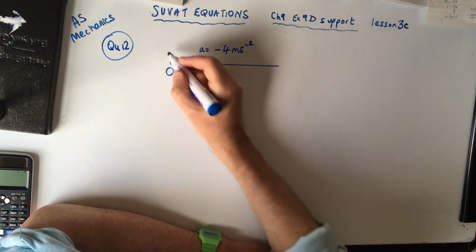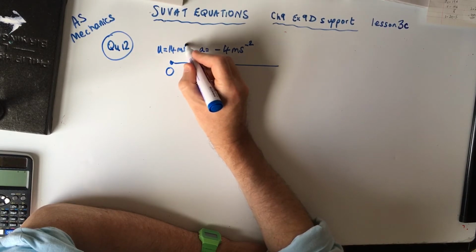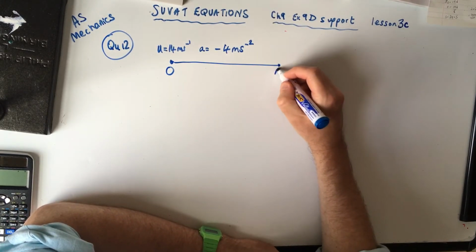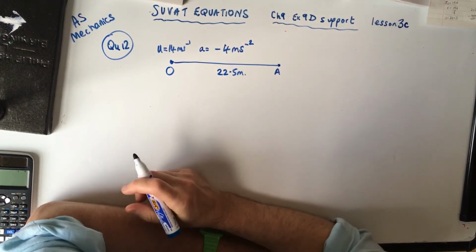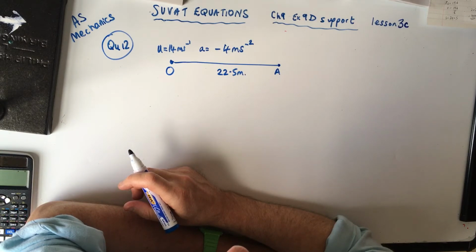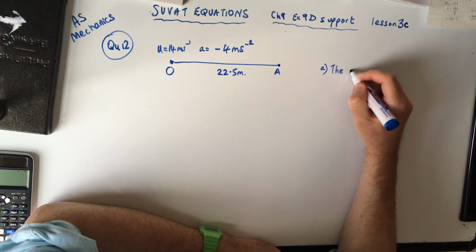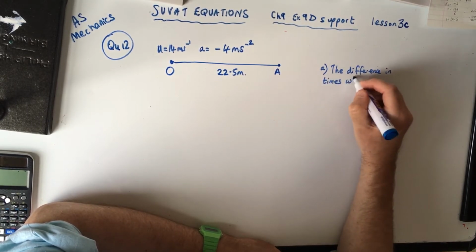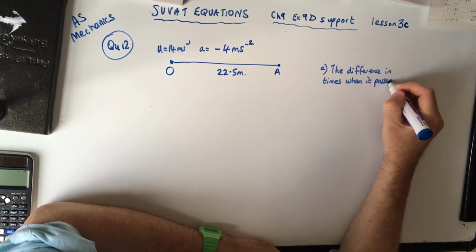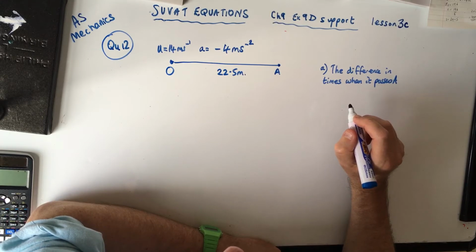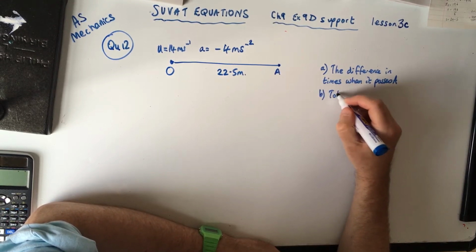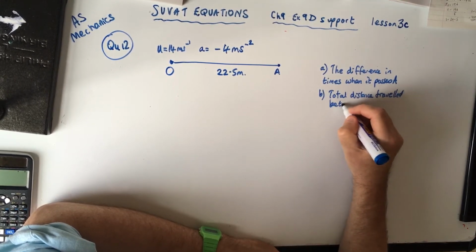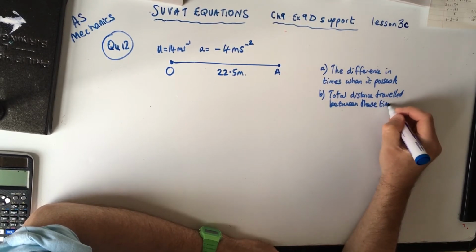So there's the origin, and u is 14 meters per second to the minus 1, and it's travelling in the positive direction. The point A lies on the line such that A is 22.5 meters. And it says find the difference in times when it passes A, and the total distance travelled between these times. Okay, so that's the question.